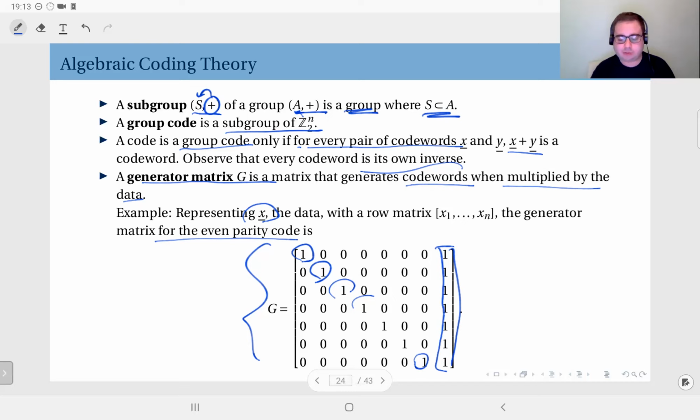So this gives you the eighth position, equal to the sum of all other positions. Here this matrix is 7 by 8, because it takes a length 7 string and turns it into an 8-bit code word by multiplying it with this matrix G from the right, because I'm assuming this is a row vector. So when you multiply it with this, what you get is your code word.